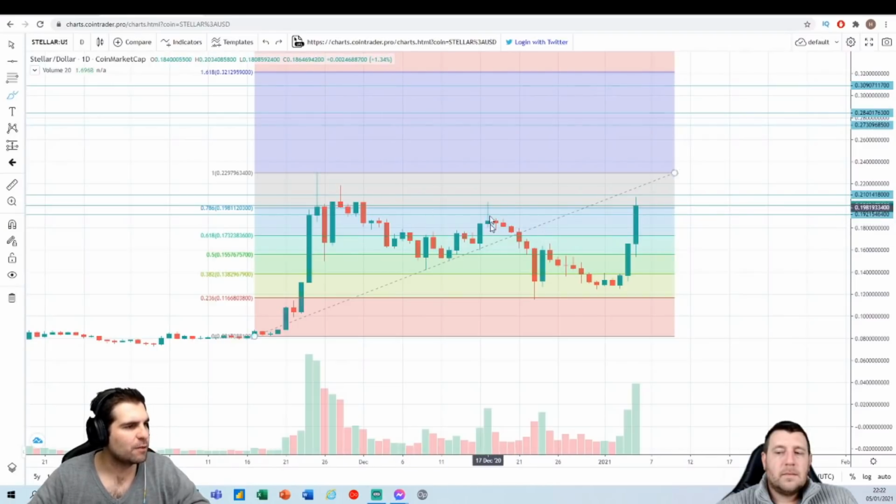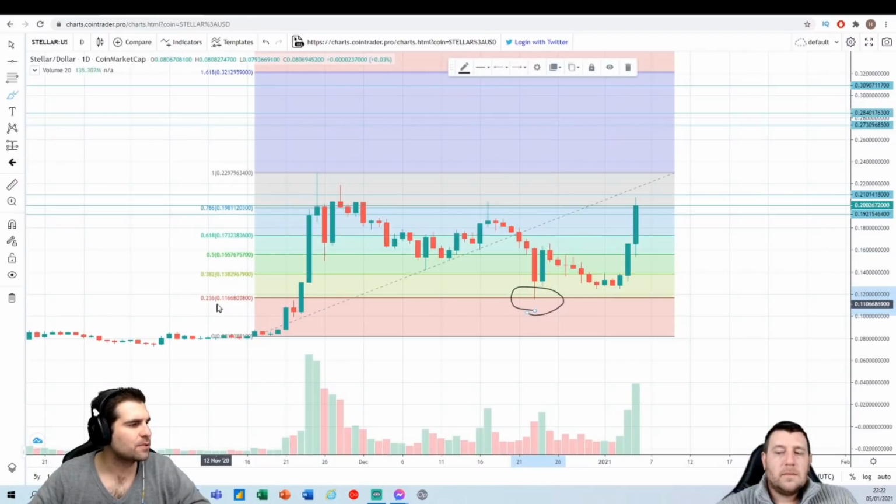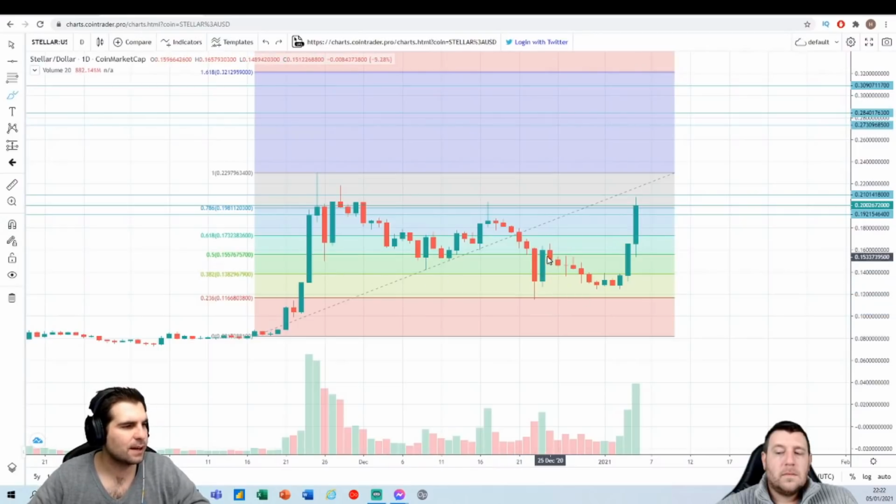We then had the Ripple news, the lawsuit that was filed against Ripple, which led to many of the alts crashing down. During that crash, we saw Stellar hit that bottom here at the 23% fib retrace level, bounce off of there, and claw right back up above that 50% level, which is fantastic. We wanted to see that.